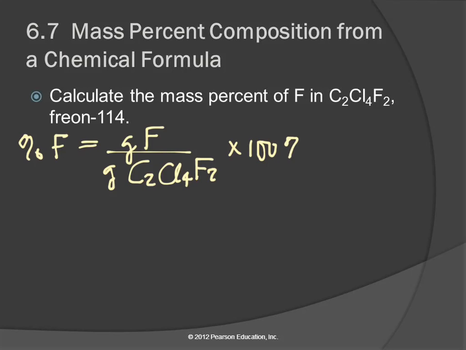What's the problem, though? They didn't give us any numbers, did they? We actually don't need any numbers. What we do is we say, well, this percent fluorine is going to be the same for a small sample of this compound or for a large sample of the compound. The size of the sample doesn't matter, so we can choose a size that's convenient.